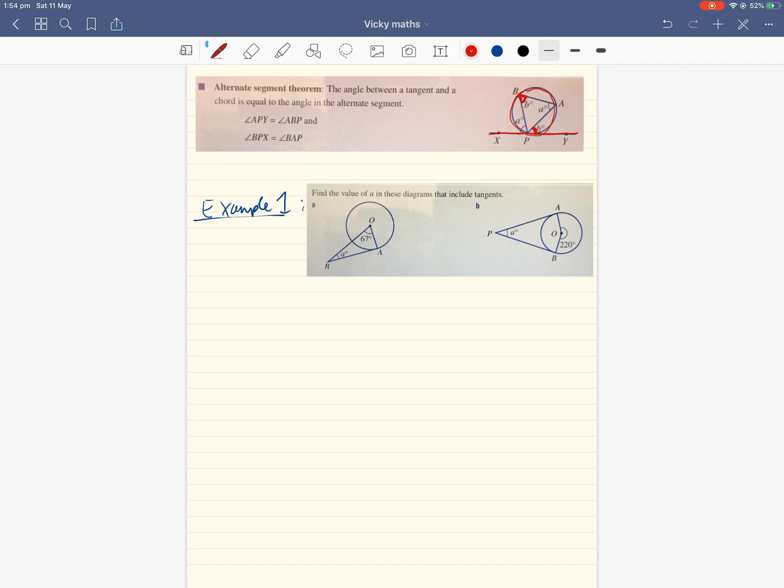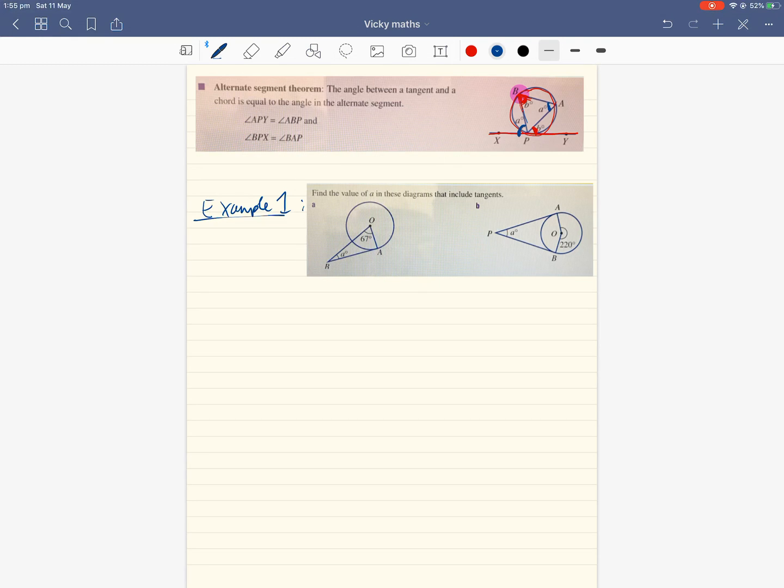So you're kind of looking for a Z shape, like that there, but it's the outside angle relating to the tangent, and then it has the same value as the alternate inside angle. So if you consider this outside angle BPX, then it has the same angle as the opposite alternate inside angle there, BAP. So we're going to apply some of these properties with tangents and solve some problems.